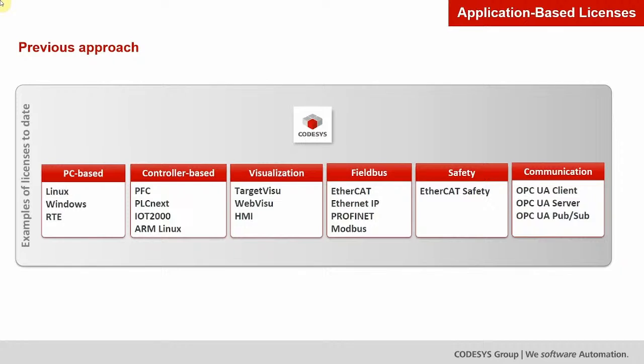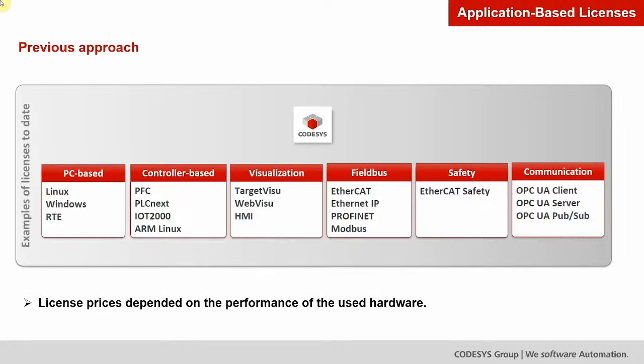Complex applications can be run on inexpensive hardware, while at the same time simple applications are operated with unnecessarily expensive licenses on modern hardware. The introduction of the virtual control with several runtime instances on one device can also no longer be mapped with our previous license model. So to sum it up, the license price is dependent on the performance of the used hardware.